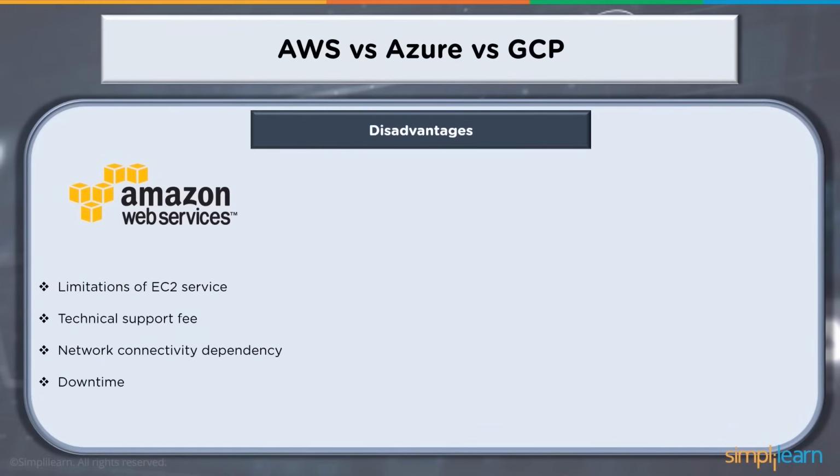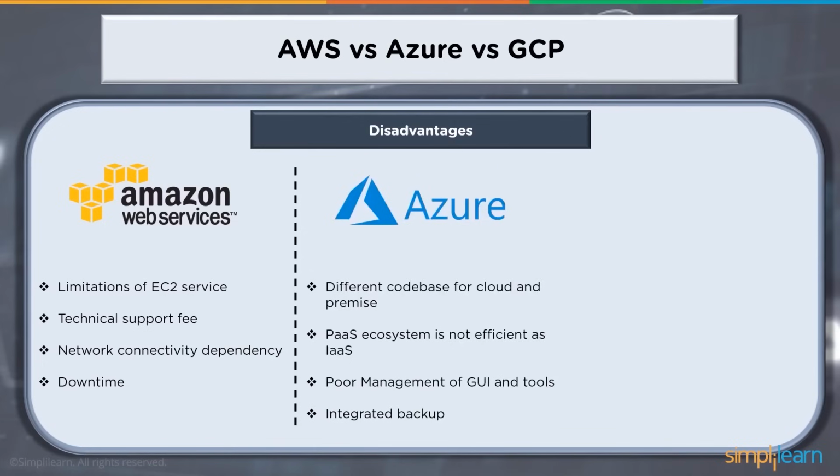When it comes to disadvantages, in AWS, you have limitations when it comes to the EC2 service. Well, there are different options in the kinds of machines which you can choose, which you can work on. You have a technical support fee which is incurred, network connectivity, and then also downtime, which might occur when you're migrating. Azure has a different code base for cloud and premise. Platform as a service ecosystem is not really as efficient as infrastructure as a service. Poor management of GUI and tools, integrated backup.